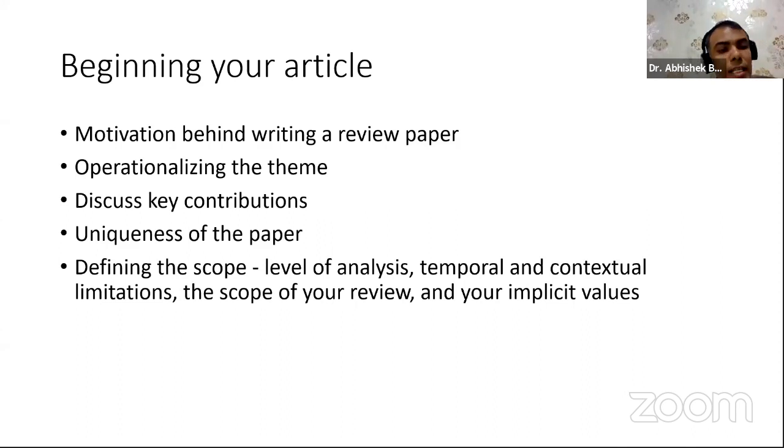And last but not the least is defining the scope, which is the level of analysis, temporal or contextual limitations, scope of the review, implicit values, and so on, which I have been mentioning very clearly, the inclusion-exclusion criteria. Please mention that we are only reviewing papers from the past 1 year that are published in the area of management, which are only looking at the application of AI, published in ABDC A category journals, B category journals, ABS level journals, and so on. So definition of scope is very important, else you will go haywire.